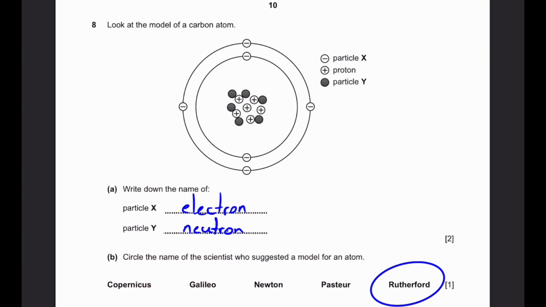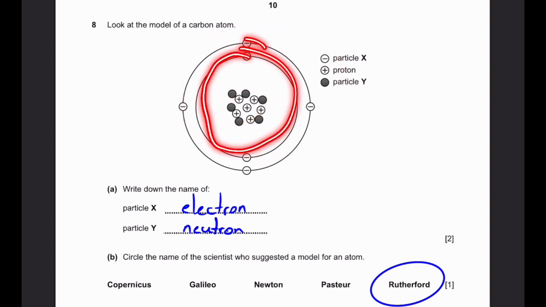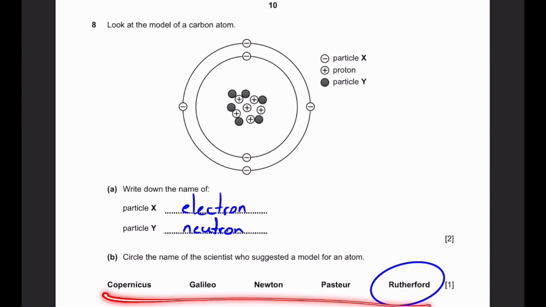And then it's Ernest Rutherford, who discovered that electrons are not scattered, they are in a fixed motion like this, circular motion. And Niels Bohr, who discovered this model of the atom with the nucleus over here and the electrons orbiting in shells. So out of these four names, which one is over here? It's Rutherford. So the answer is Rutherford.